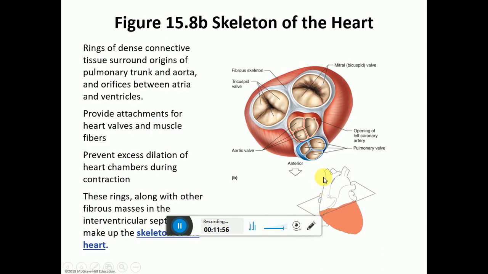Now the heart also has a skeleton. It's obviously not made out of bone, but it's made out of dense connective tissue, and it's found around the valves, and it prevents the over distension of the chambers.